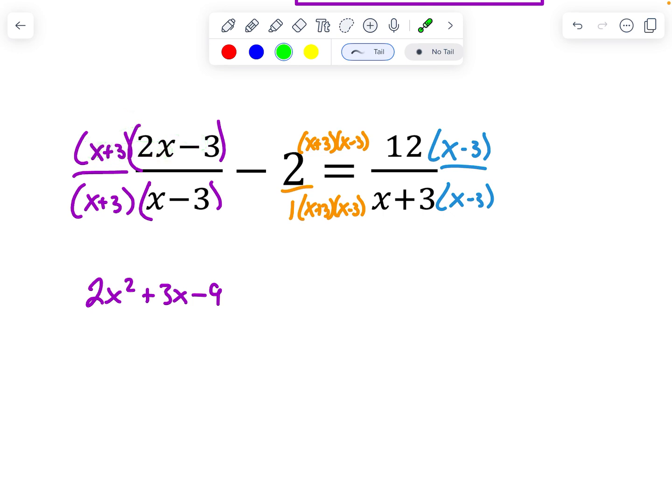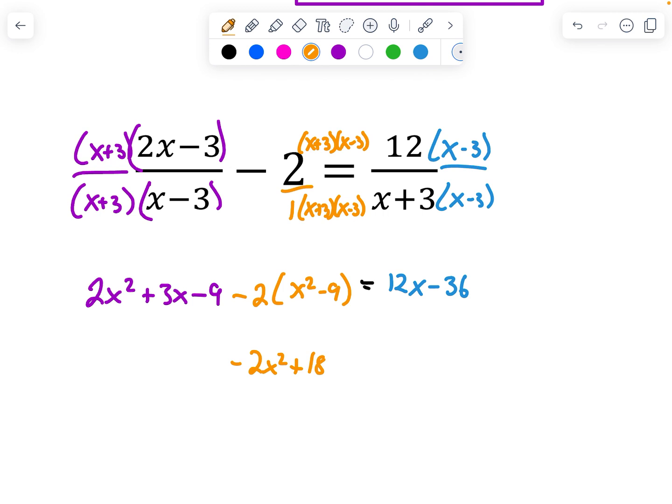So we get that. And then I'll do the orange in 2 steps. I'm going to leave the minus 2, distribute or FOIL those, and you get x squared minus 9. And then that equals the blue side, which just distribute the 12 to get 12x minus 36. And now distribute the orange to get negative 2x squared plus 18 equals, everything else is the same, 12x minus 36. We'll just duplicate this.